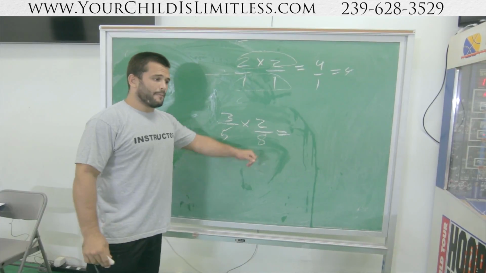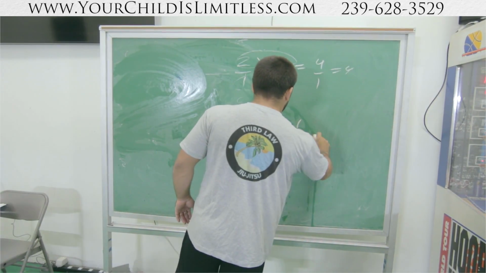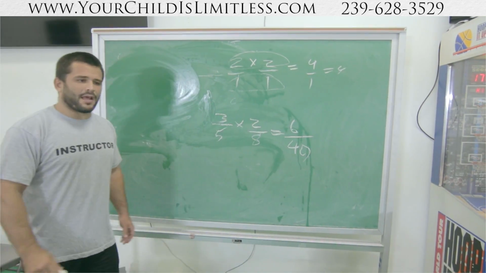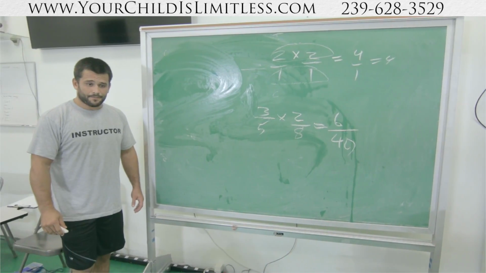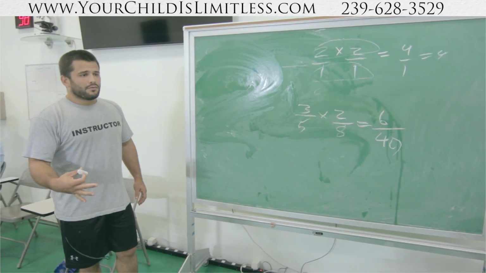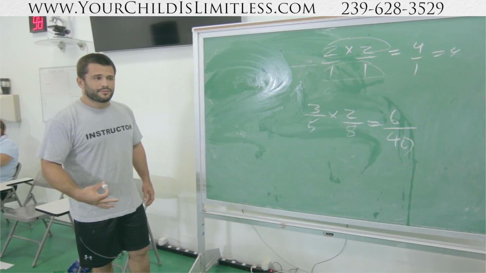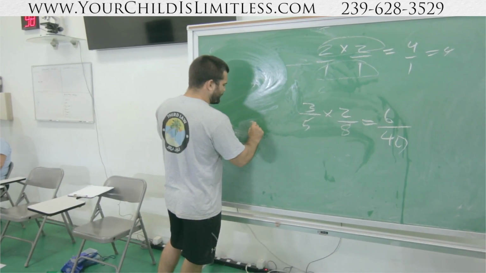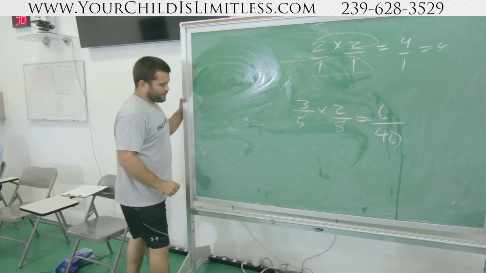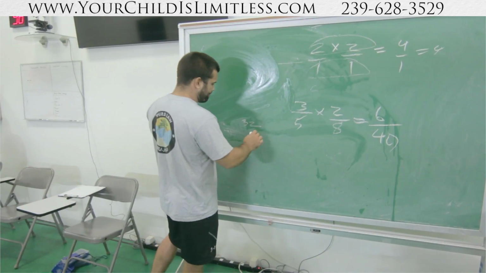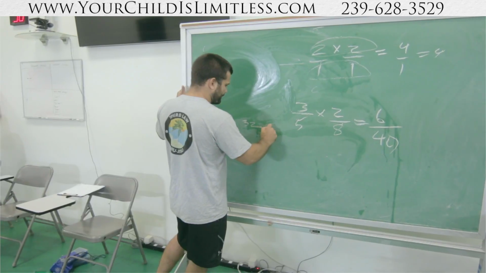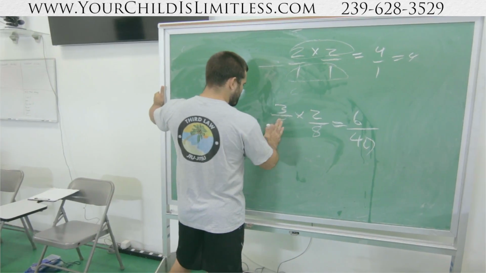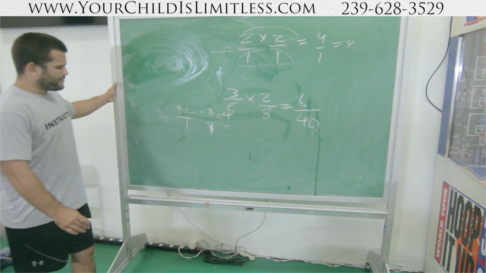3 times 2 equals what? 6. And 5 times 8 equals what? 40. All right, we're on a roll. Now we're multiplying fractions. Understood? Yes, sir. Now, let's divide fractions. Well, let's say 32 divided by 8 equals what? 4.